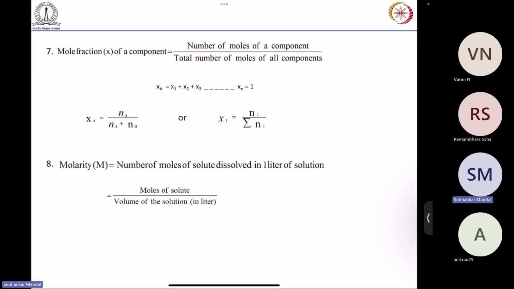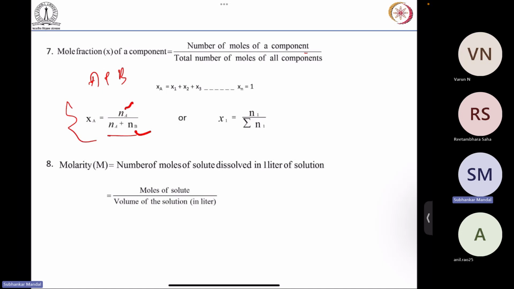Then mole fraction, the number of moles of a component divided by the total number of moles of all components, that is represented like xA is equal to nA by nA plus nB, that is A plus B components. So in that case we used to measure and present it this way. Here A is the mole of the A component, and B is the mole of the B component.